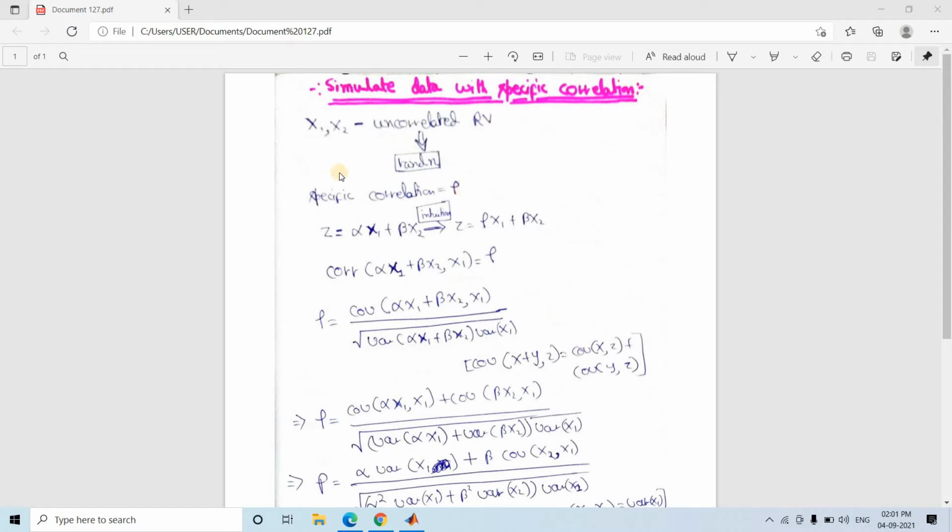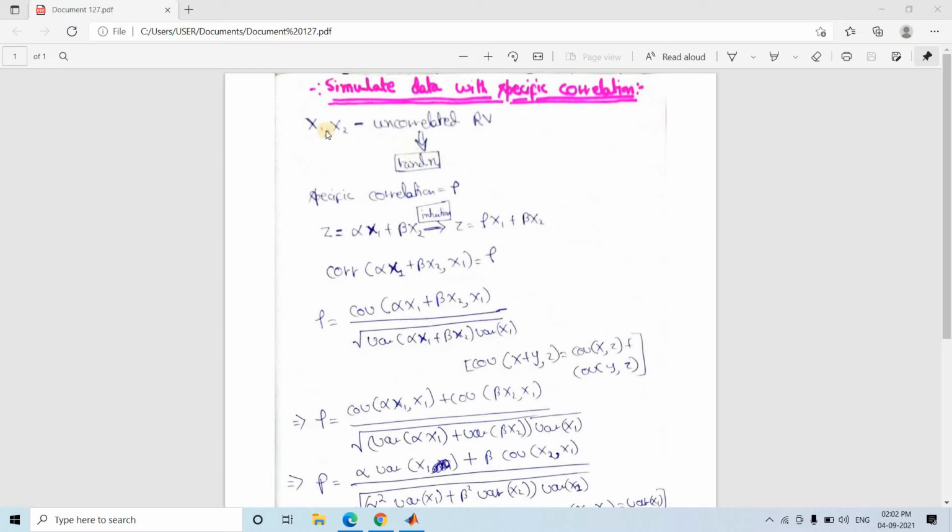So for that, let us start with some random data set. To get the correlation between two data sets, we require at least two different sets of data. So I am starting with two uncorrelated random variables x1 and x2. How do we generate uncorrelated random variables? That is very simple. We can use randn, because randn will generate a Gaussian distribution. One random variable with a Gaussian distribution with zero mean and standard deviation 1 will have almost zero correlation with respect to another randn Gaussian distribution.